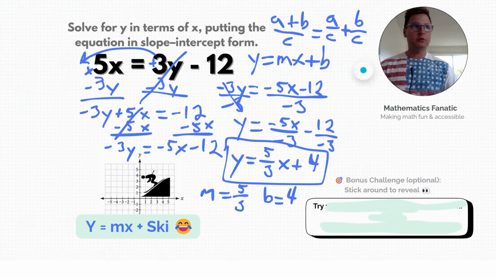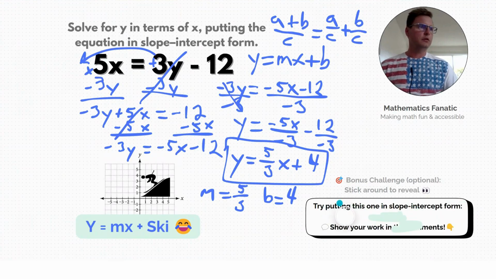All right. Now that we saw this one, here is your bonus challenge. So try putting this equation into slope-intercept form. So go ahead and do that one on your own and show your work down in the comments when you're done.